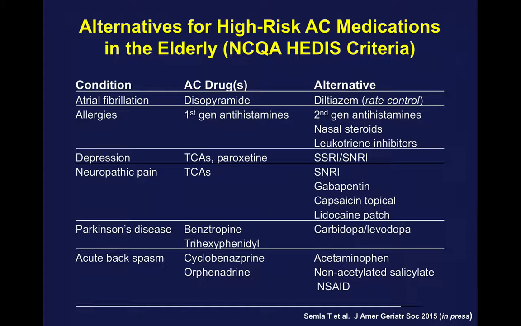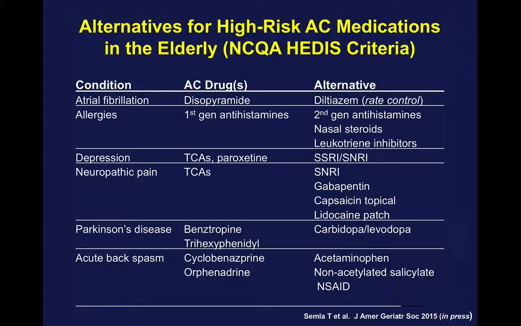Parkinson's disease, benztropine and trihexyphenidyl were always first-line agents. They were also agents to treat EPS symptoms. They can still be used to treat acute EPS symptoms, but there's really no benefit for them in the long haul for Parkinson's, and they've never been shown to help delay Parkinson's disease, and they're just more problematic.